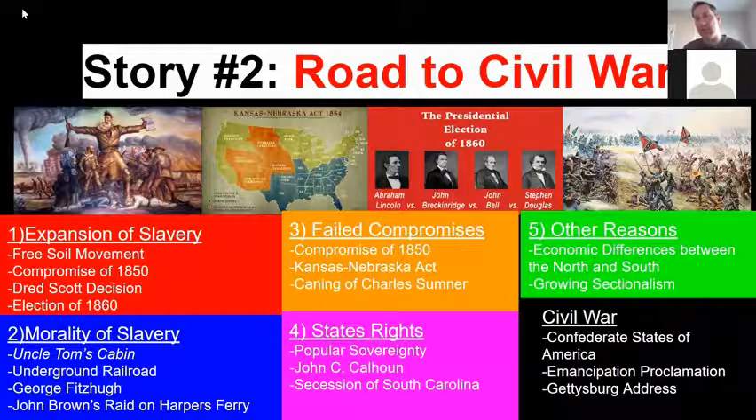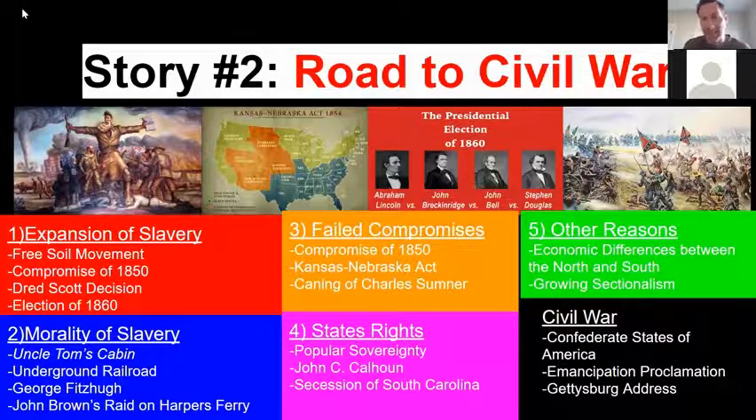And so the idea is if they stop slavery from spreading to new lands, then maybe it'll die out on its own. The Compromise of 1850 was another debate over the expansion of slavery, whether California should be entered as a free state or a slave state.